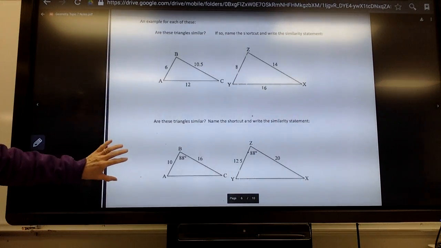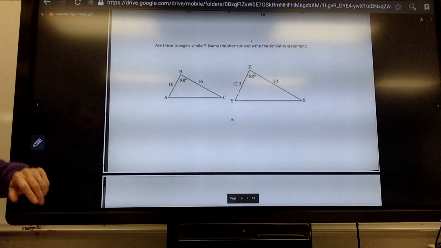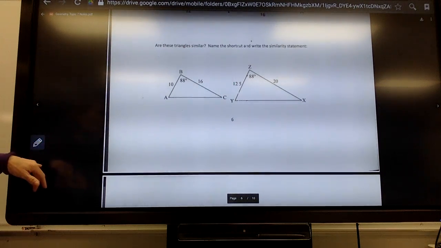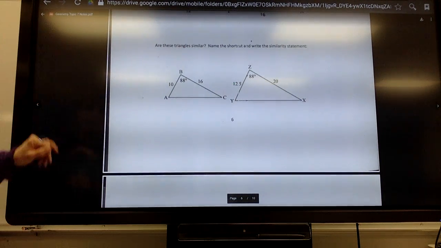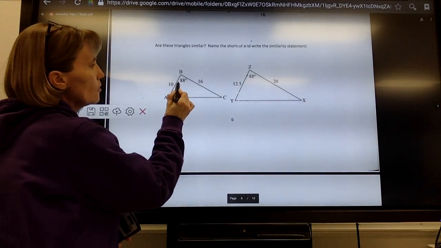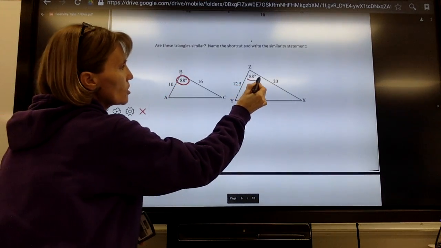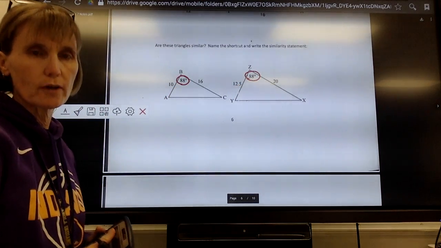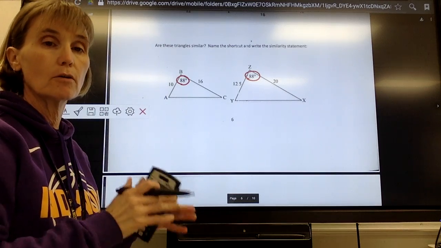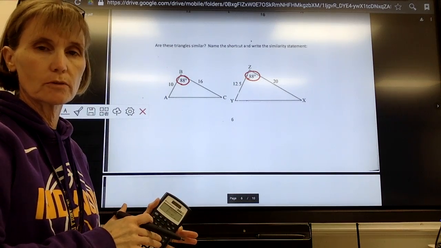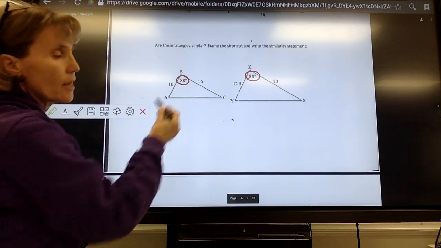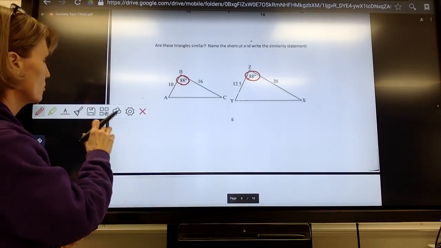Okay, let's look at the next figure. Are these triangles similar? And it says name the shortcut and write the similarity statement. Well, I can look at the angle. These two angles correspond to each other, and in order for triangles to be similar, angles have to be congruent. Congruent means equals. So those two angles have to be the same, and they are. You can just tell that by looking at it. There's no math to do.